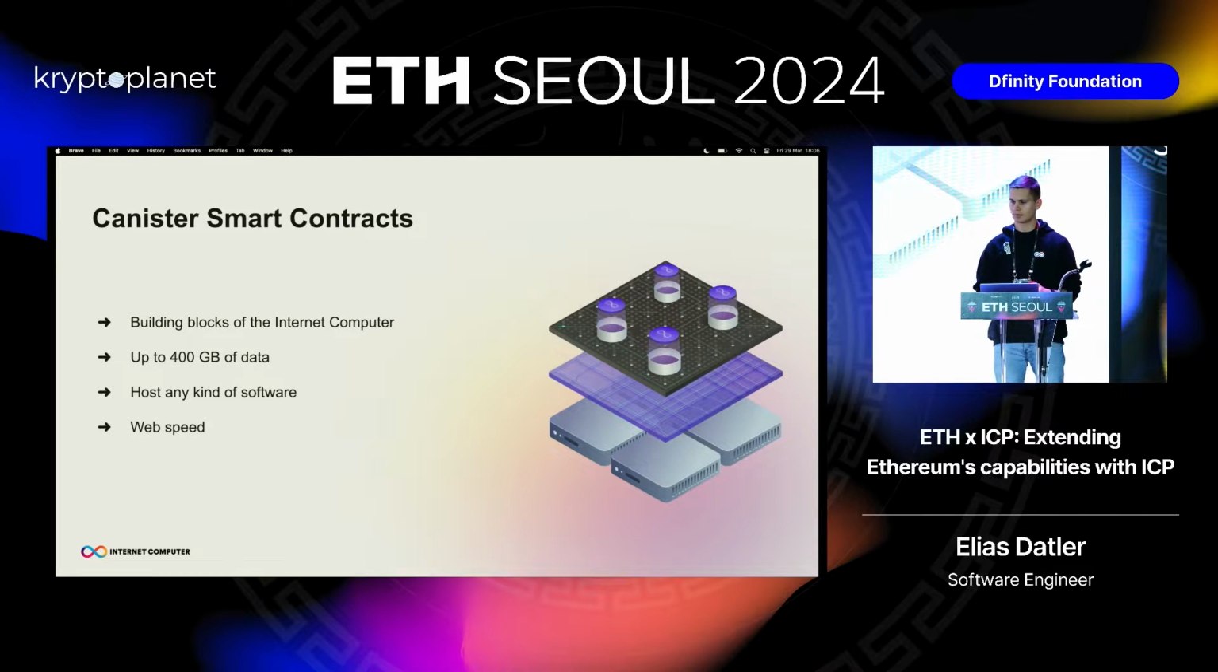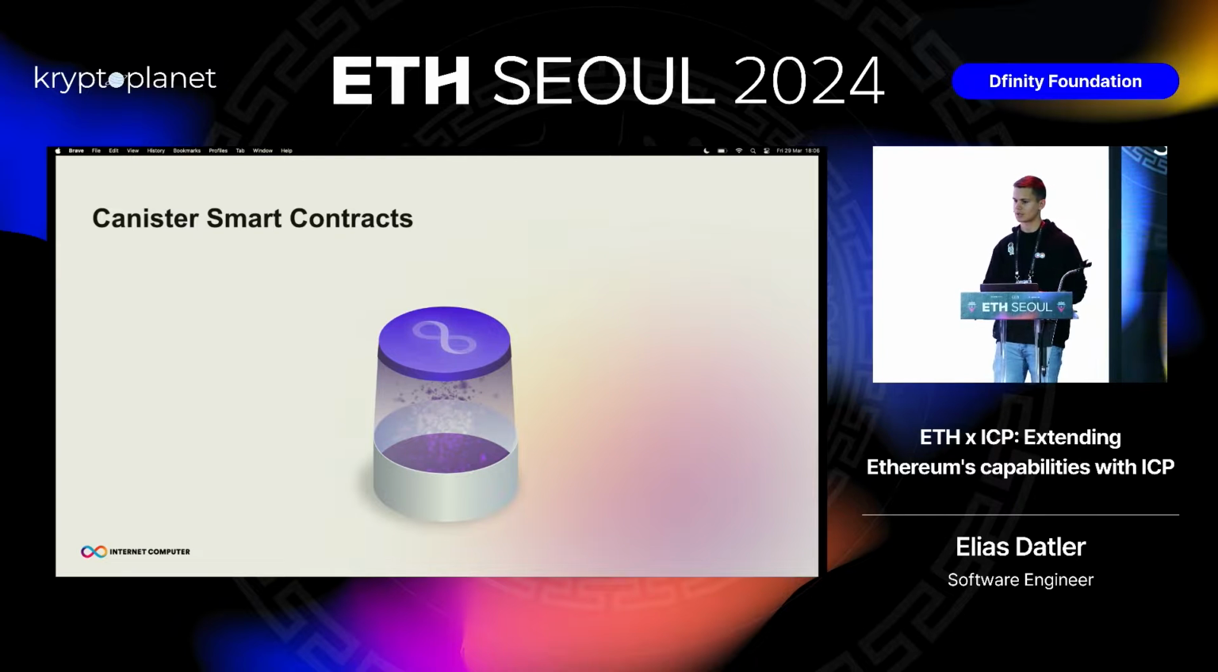And finally, canisters also can serve frontends to you, and you can interact with them at web speed. I will show you this in a second. So you really won't know that you're interacting with a Web3 environment on a blockchain. It really feels like you're just browsing Web 2.